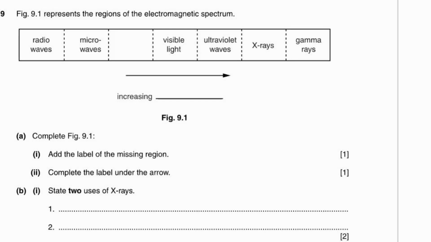Question 9. Figure 9.1 represents the regions of the electromagnetic spectrum. Part A. Complete figure 9.1, so add the label of the missing region. Alright. Well, what do we have? Short Gavin executes unwelcome visitors in a mad rage. So in is infrared.